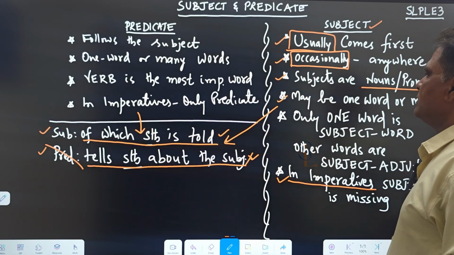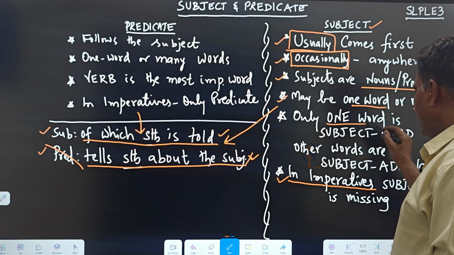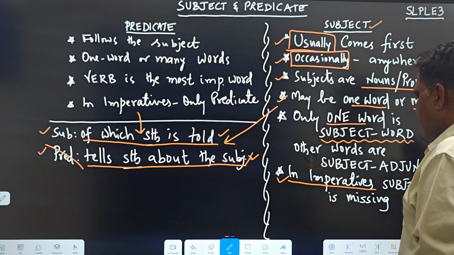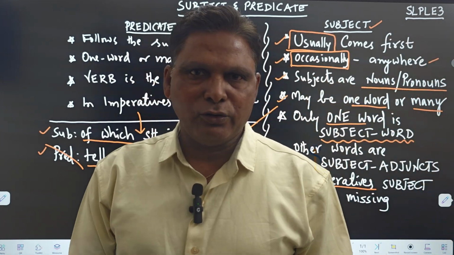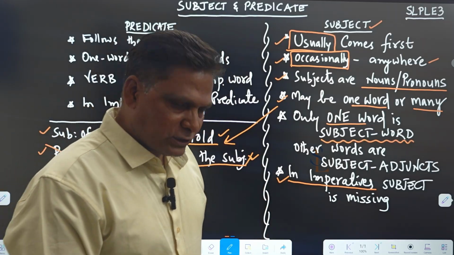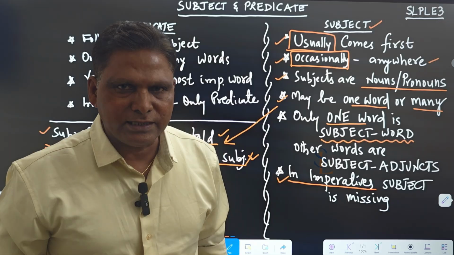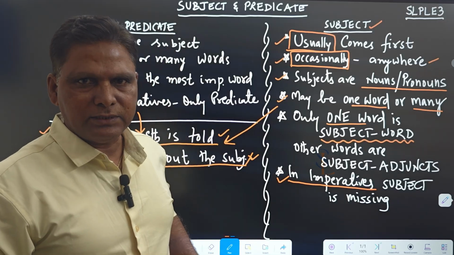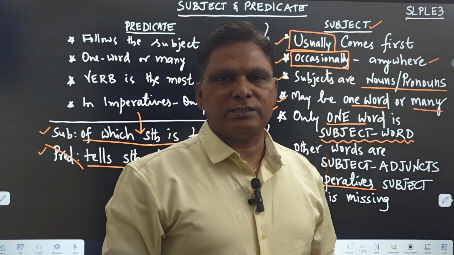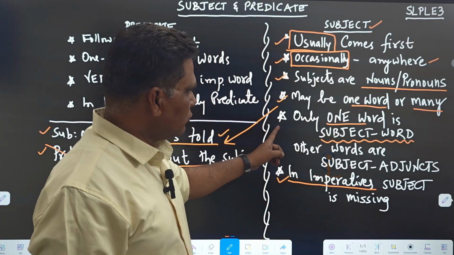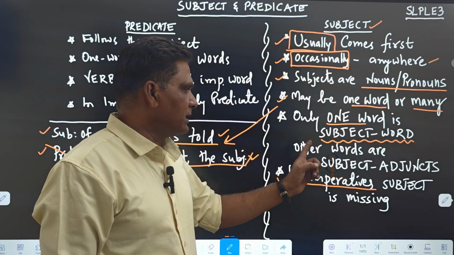Look at another point about the subject: it may be one word or many words. If only one word is there, that particular word is called the subject word. A short while ago, I gave you an example: "Sweet are the uses of adversity." The uses of adversity. So many words are there in the subject, but the subject word is "uses." Even though there are many words, only one word will be the subject word.